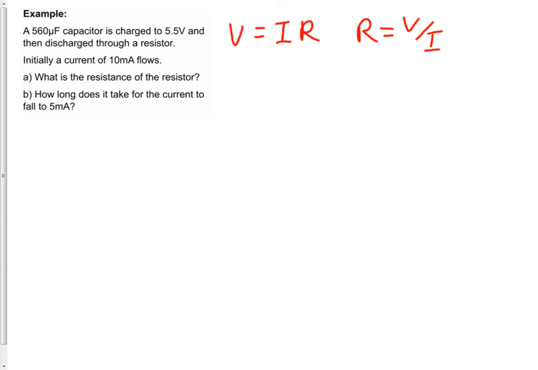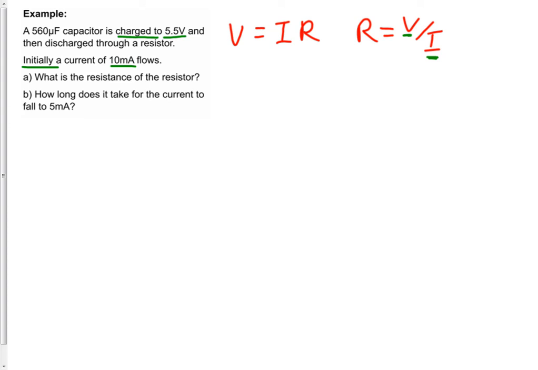What we need though for this is a V and an I from the same time, because if we've got V's and I's at different times, that's not going to help us. We need V and I at the same time. Luckily for us, we know we've got an initial current of 10 milliamps, and we know that initially it's charged to 5.5. So these are both the initial values. So we know the initial voltage and the initial current. Since they're both at the same time, that enables us to work out the resistance.